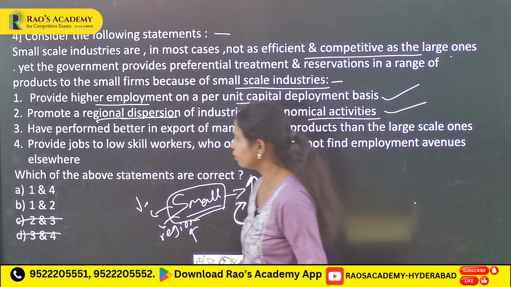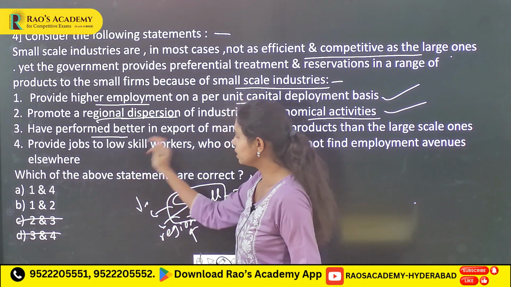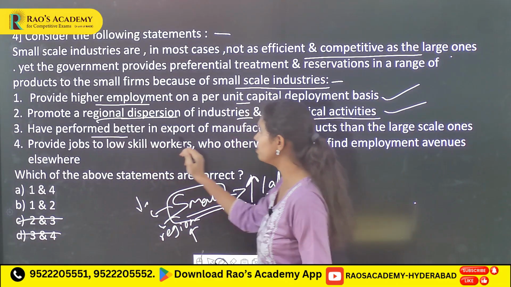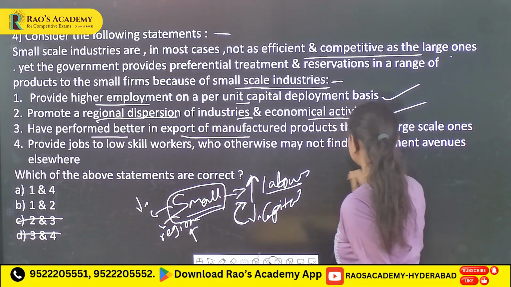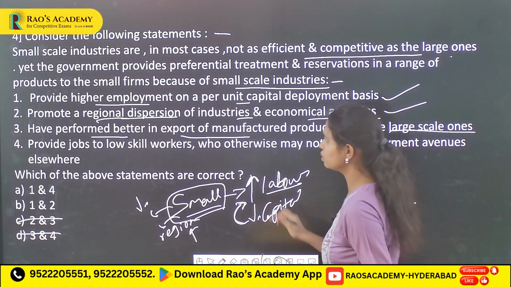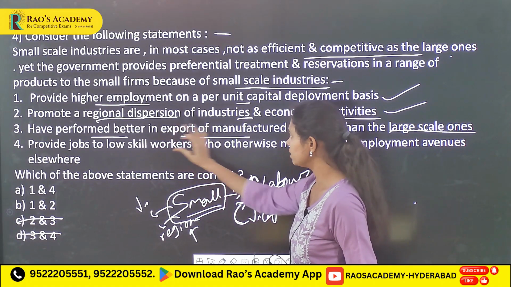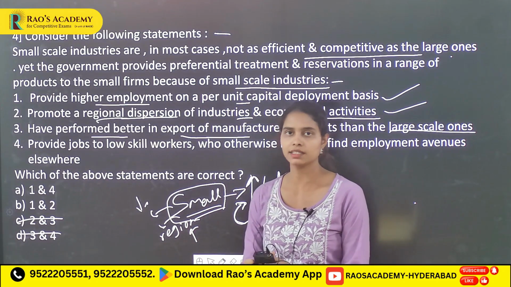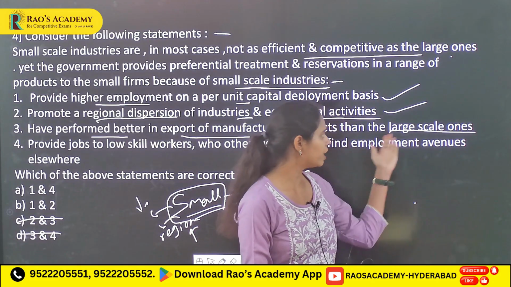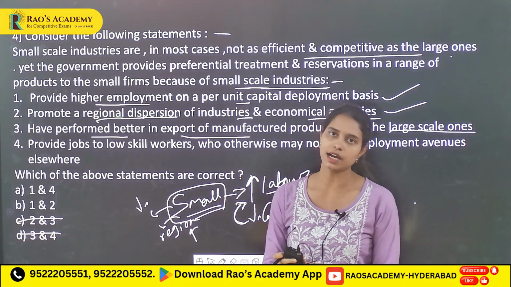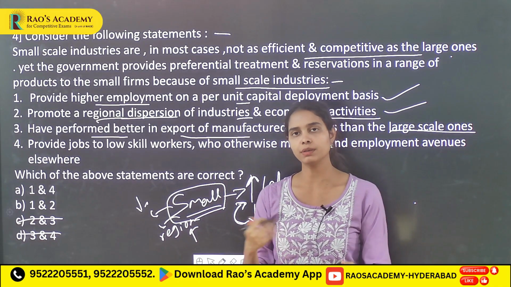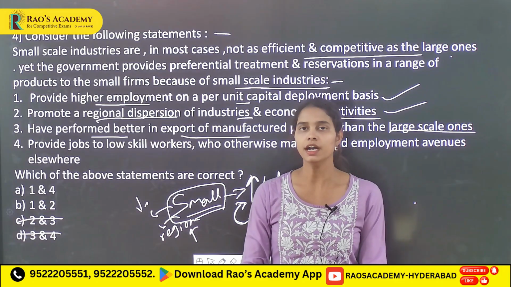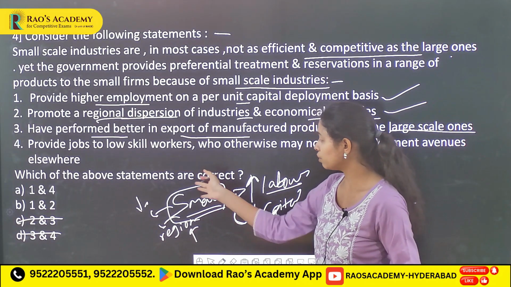Then followed by, small scale industries have performed better in export of manufactured products than the large scale ones. Usually if it had been given only regarding export of manufactured products, it would be a correct one, but it has given the comparison with the large scale ones. Usually the large scale industries were greatly responsible for the production as well as the export of different products when compared to these small scale industries.